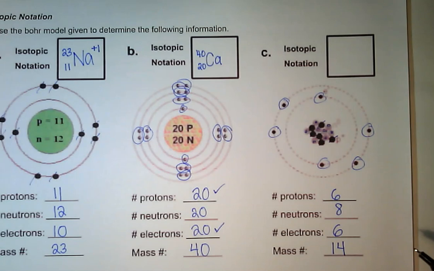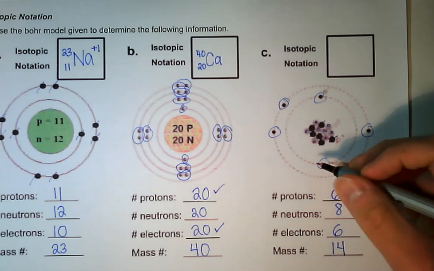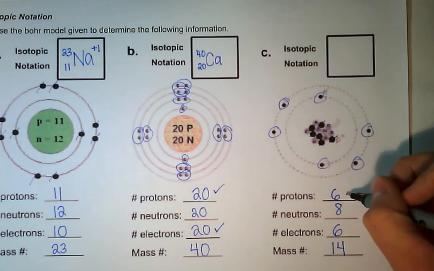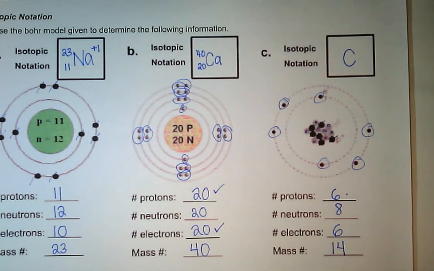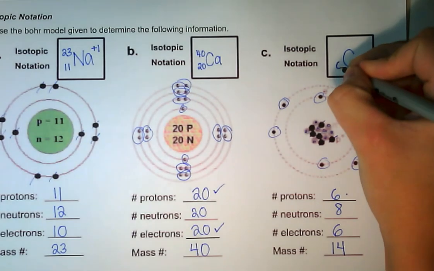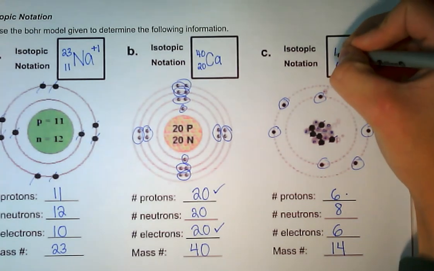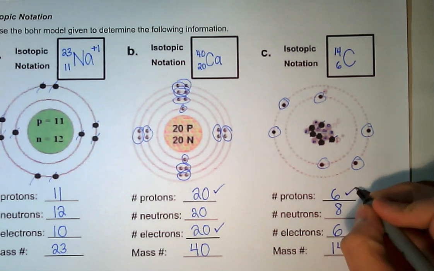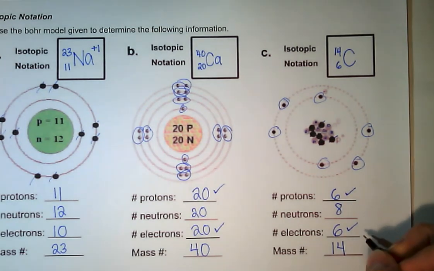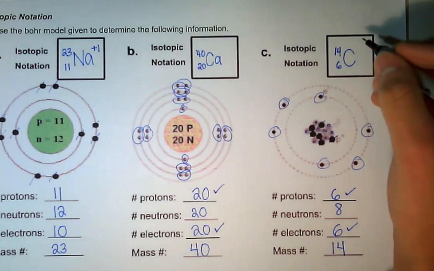And now we need to write our isotope notation. So atomic number 6, that is indeed carbon. So I'm going to put big C. My protons, or atomic number, goes at the bottom, and our mass number goes at the top. And now we just need to determine if this has a charge. But we have equal numbers of protons and electrons, so there is no charge here. I won't show my charge.